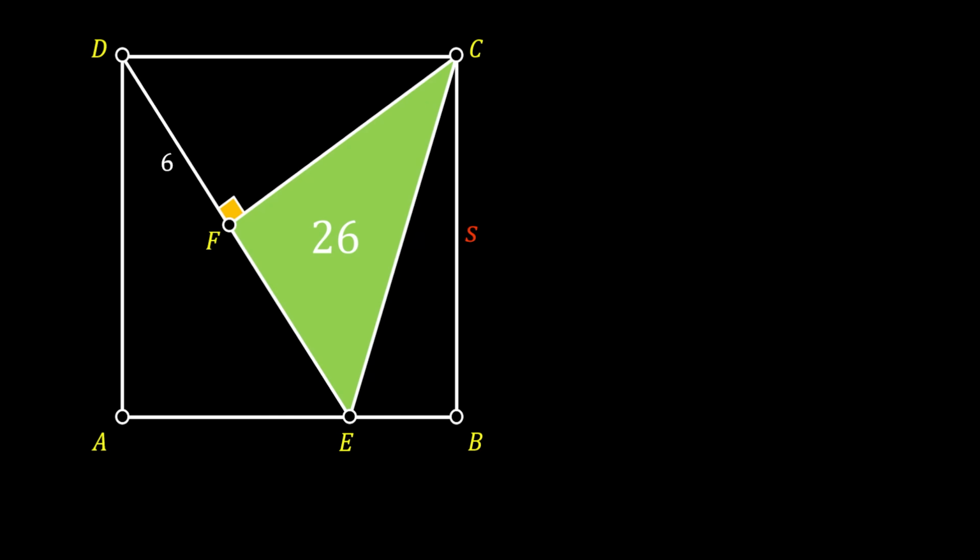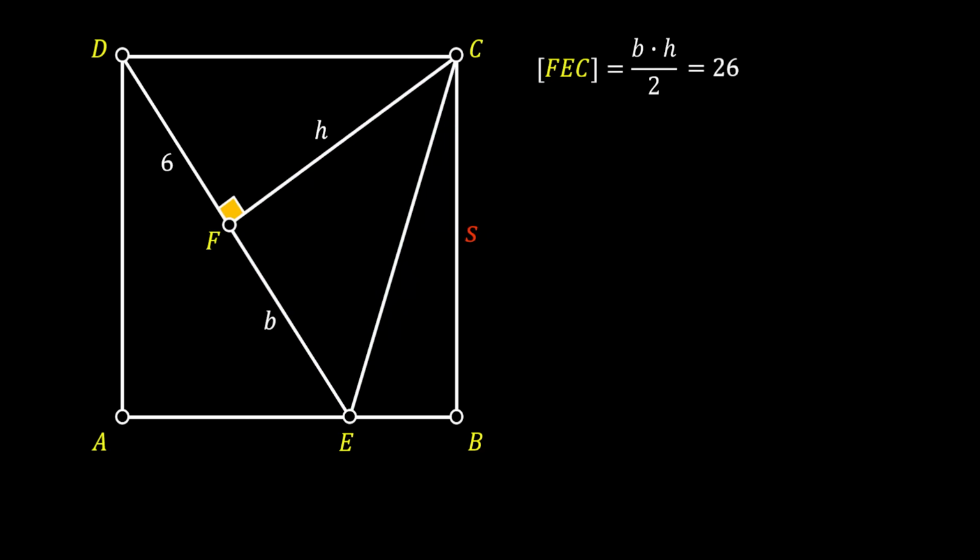First, let's label the segment EF as B and the segment FC as the height of this right-angled triangle as H. Now, since our green triangle is a right-angled triangle, we can make our first connection between B and H, since the area of any right-angled triangle equals half of the product of its base and height. And we already know that the area of this triangle is 26.